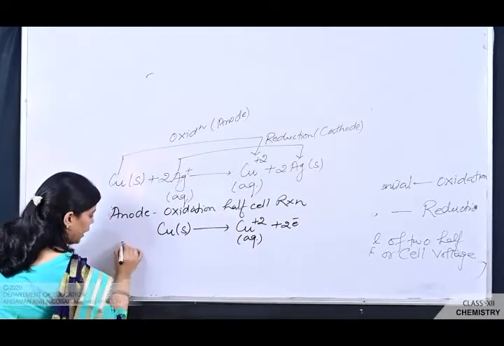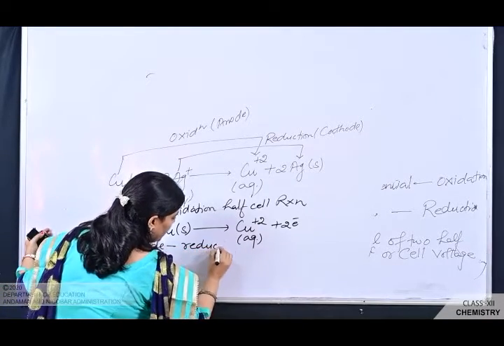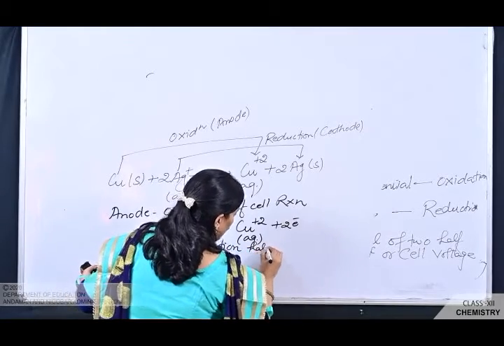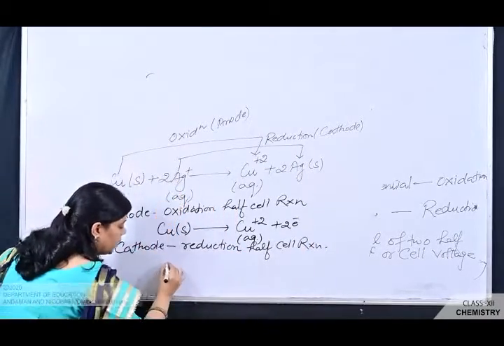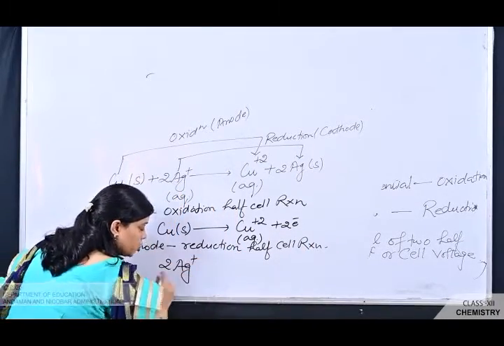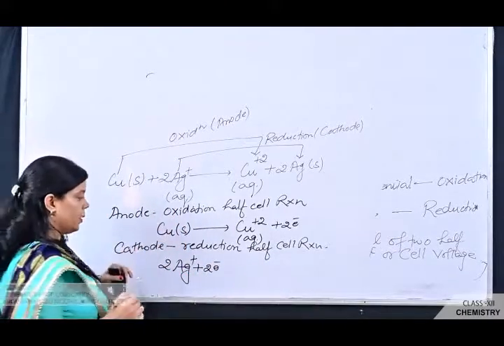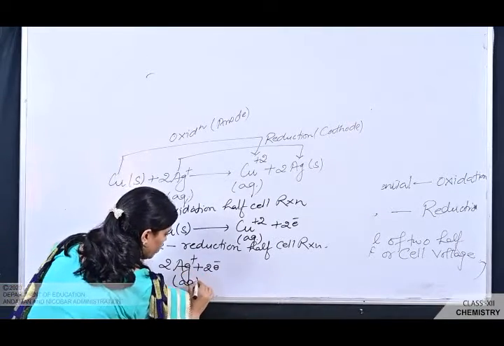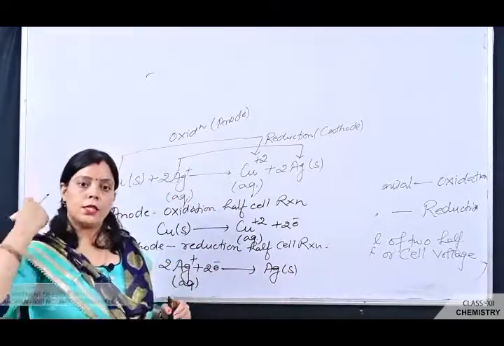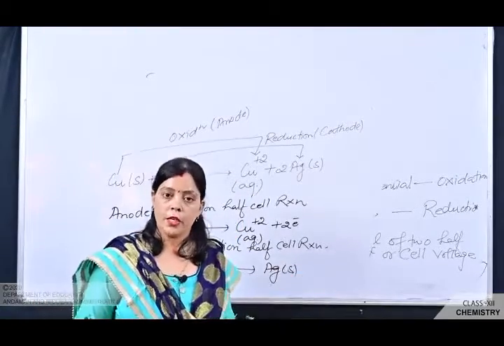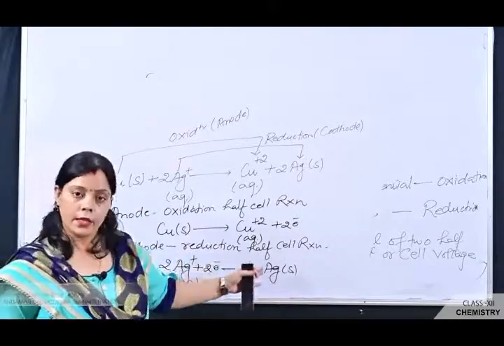Similarly, at the cathode the reduction reaction takes place. The reduction half cell reaction can be written as follows. Here 2 Ag plus gain the 2 electrons which were lost by the copper. The Ag plus is present in the aqueous solution and is converted into solid Ag. So at the anode the oxidation half cell reaction takes place, and at the cathode the reduction reaction takes place.